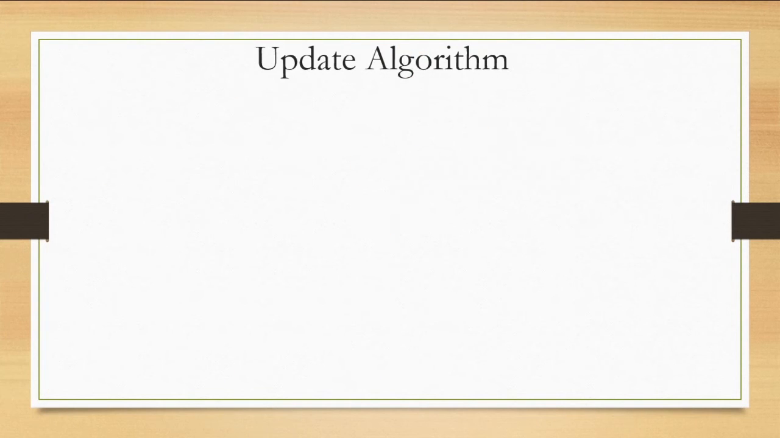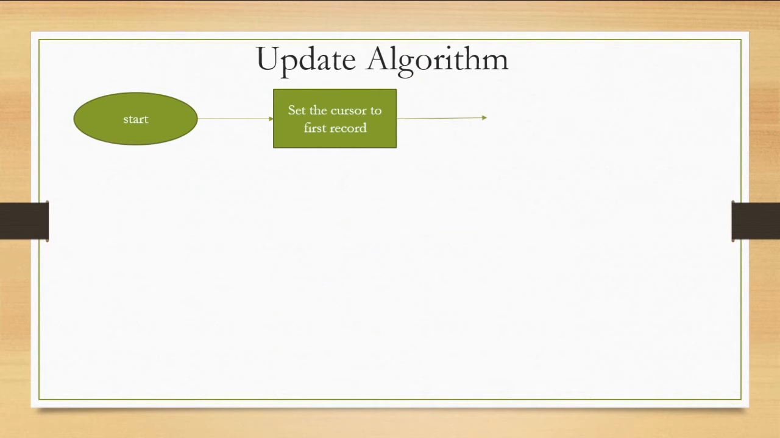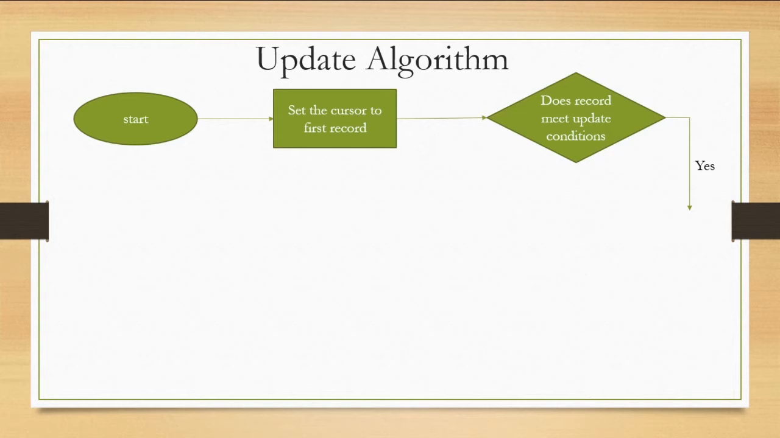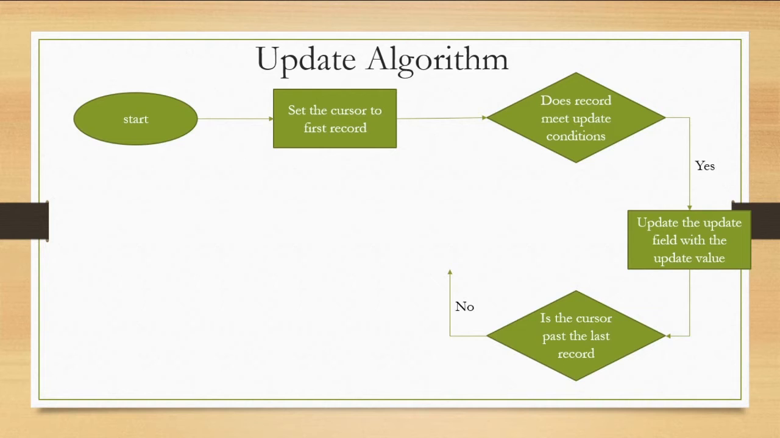Let's look at the algorithm. So firstly we start, then we set our cursor to the first record, then we check, does the record meet the conditions? If yes, we update the update field with the update value. Then we check, is the cursor past the last record? If it's not, move to the next record.